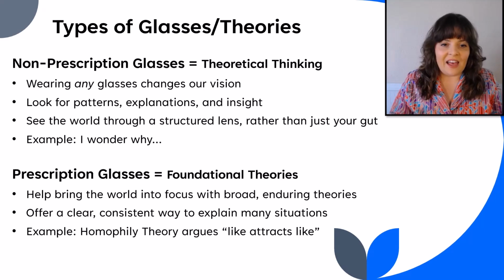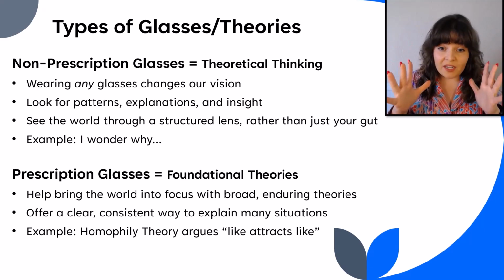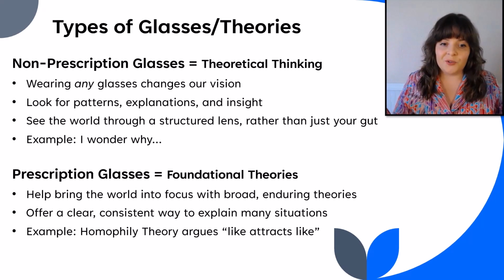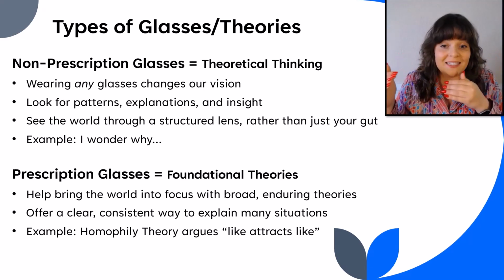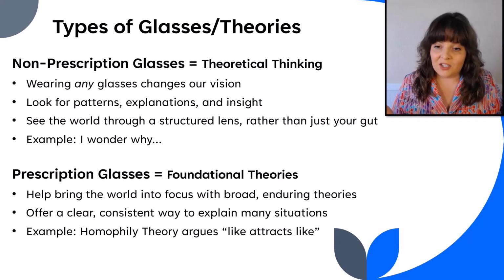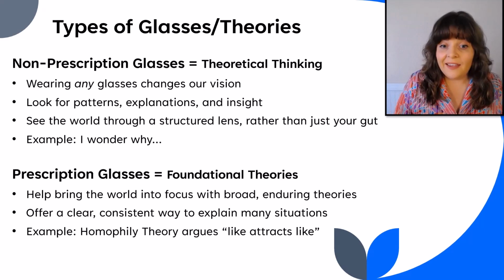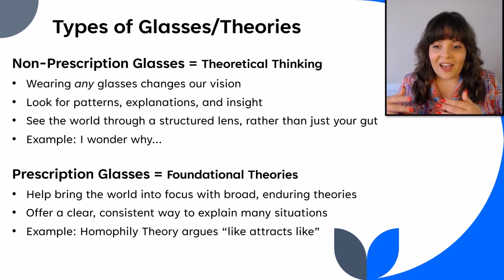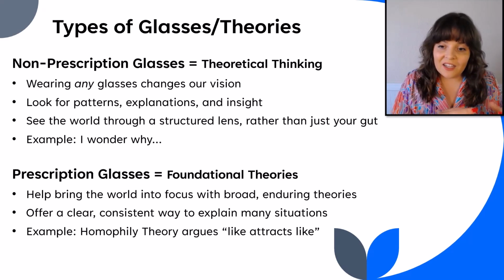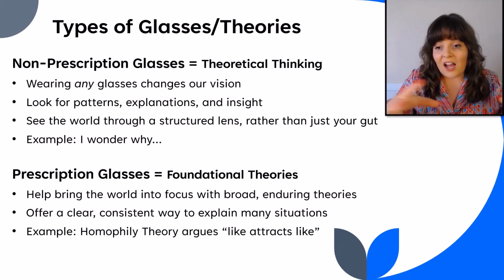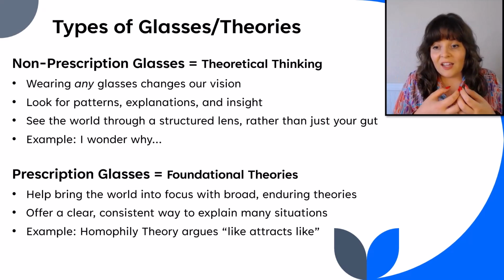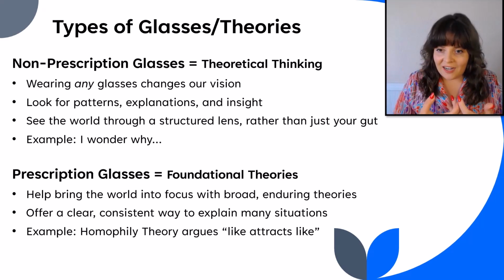We can also put on prescription glasses, and those are kind of like our foundational theories. They're the thing that helps us bring the world into focus with these broad and enduring theories. Prescriptions offer a clear and consistent way of explaining many situations. One of these foundational social science theories is the theory of homophily, which is the argument that like attracts like. So similar people are attracted to each other, and similar groups are attracted to each other.